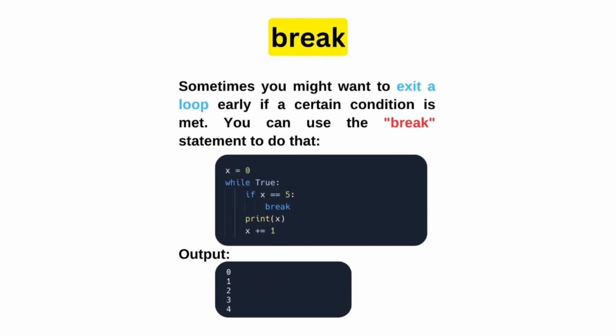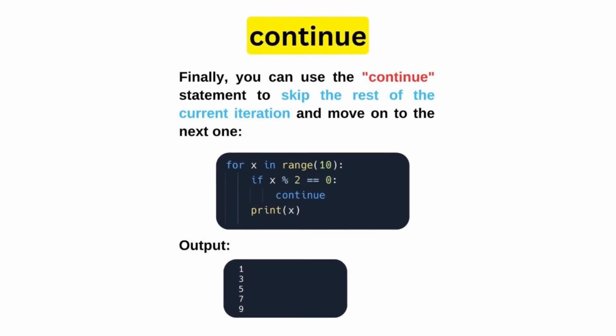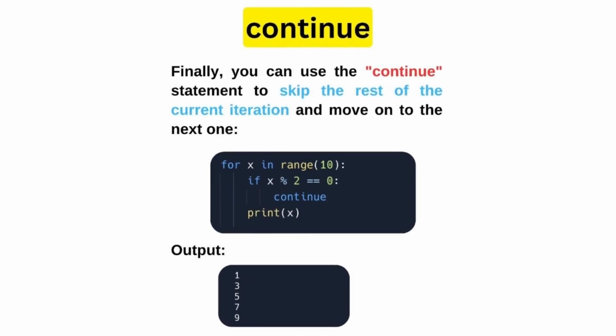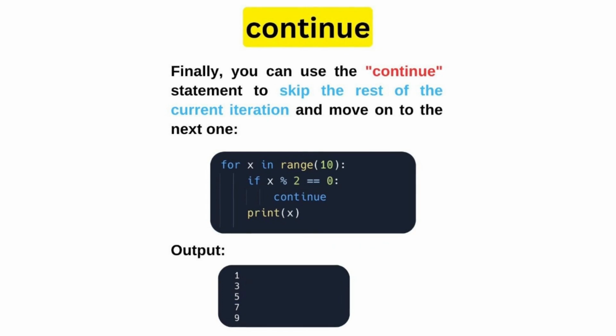Break: sometimes you might want to exit a loop early if a certain condition is met. You can use the break statement to do that. Continue: finally, you can use the continue statement to skip the rest of the current iteration and move on to the next one.